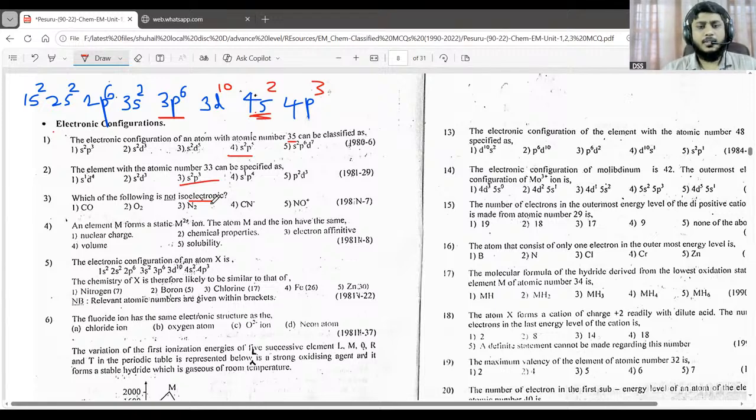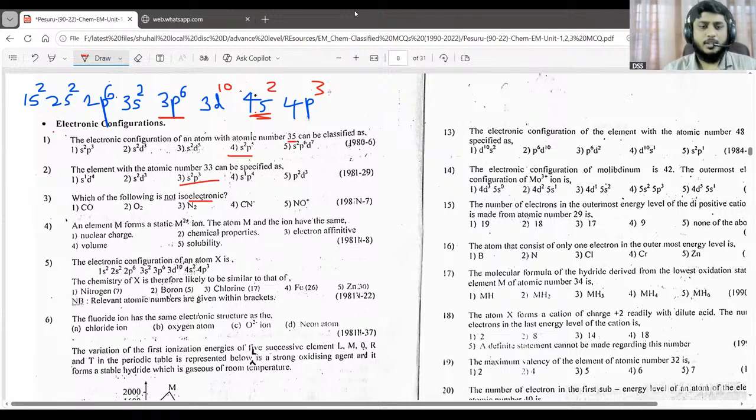Now the first question is which of the following is not isoelectronic? What do you mean by isoelectronic? Iso means same. Same number of electrons. That is only known as isoelectronic. Species which have the same amount of electrons are known as isoelectronic. Which of the following is not isoelectronic, here only they have asked.